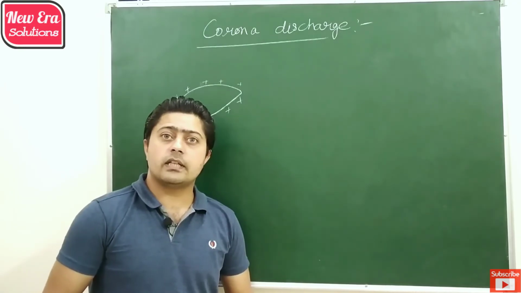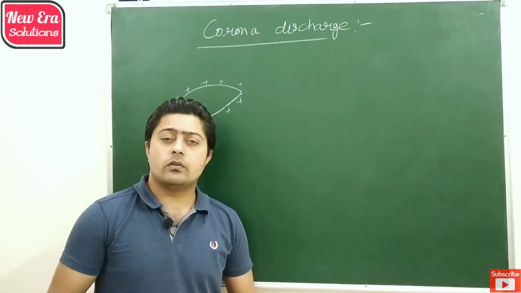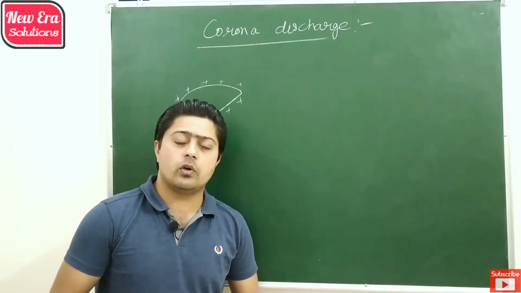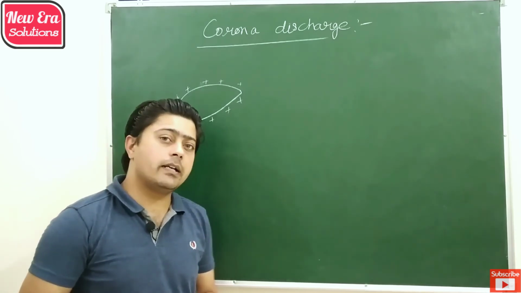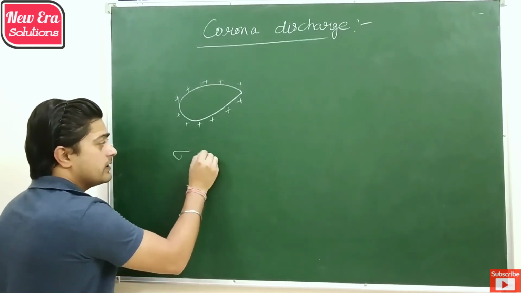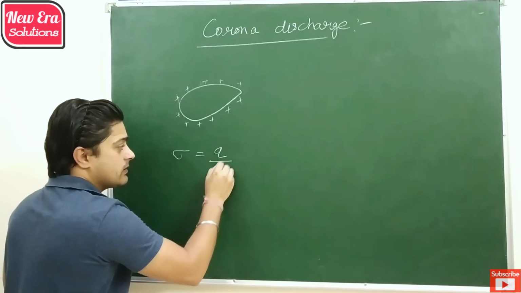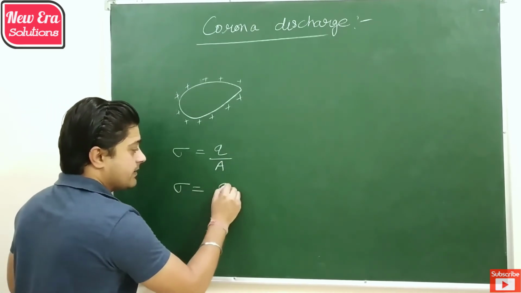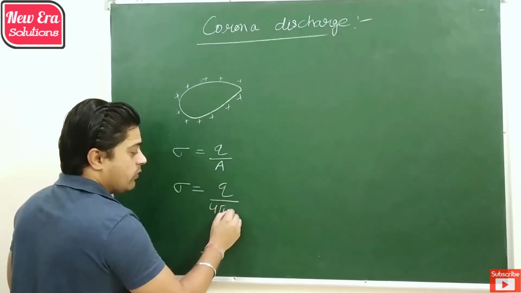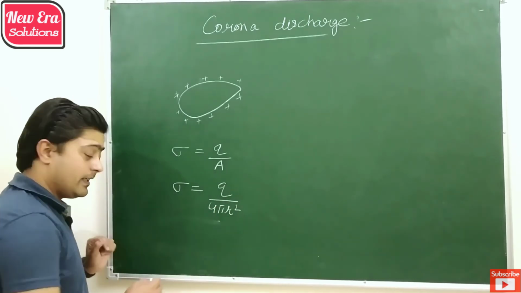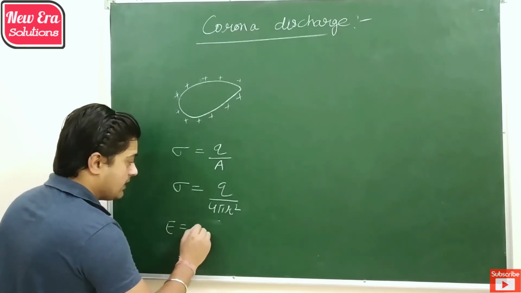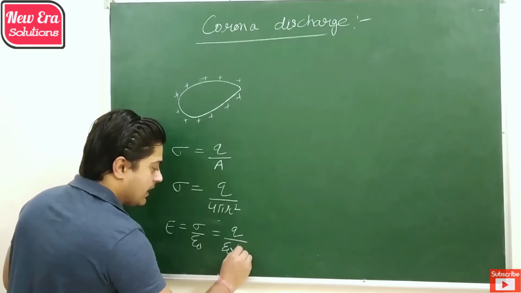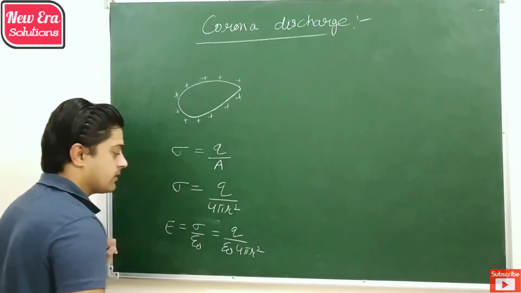Now we discuss the concept of corona discharge. When a charge is given to a conductor, it is distributed over its surface, and the charge density of the conductor is always equal to charge upon cross-section area. For a spherical conductor, charge density is charge upon 4 pi r square, and the electric field of the charged sphere is sigma by epsilon naught, that is q upon epsilon naught 4 pi r square.